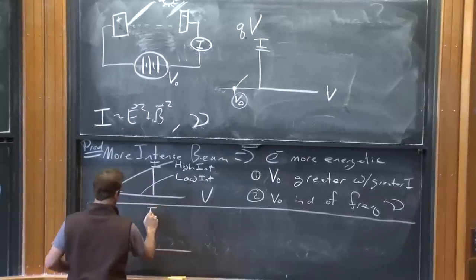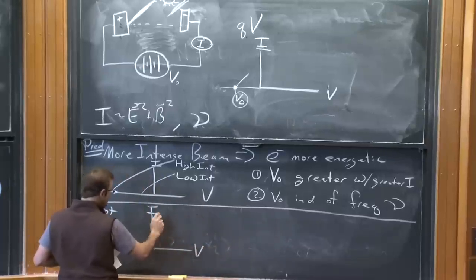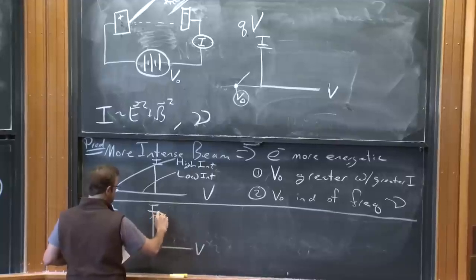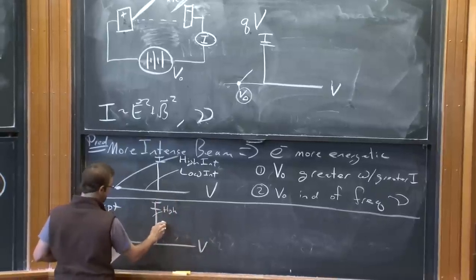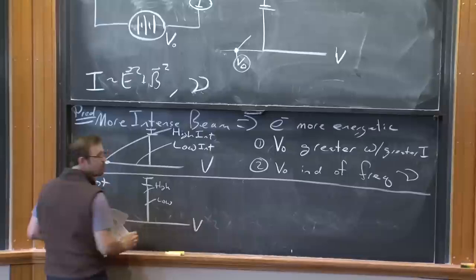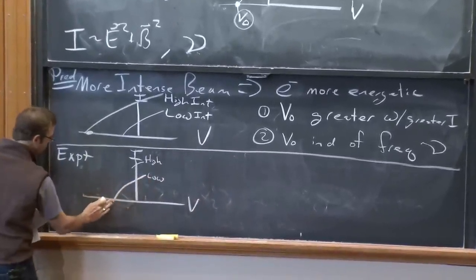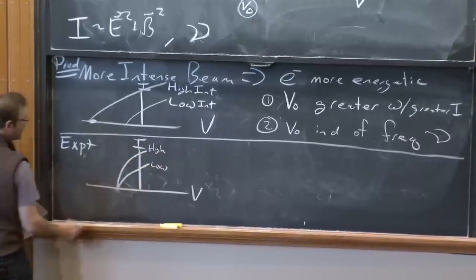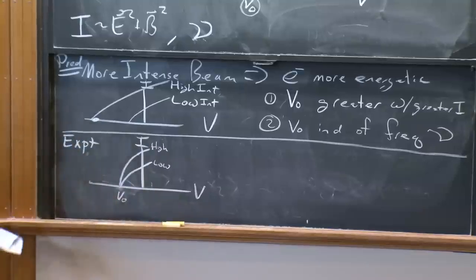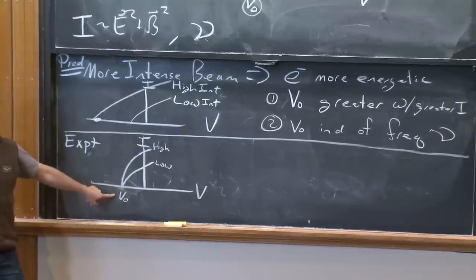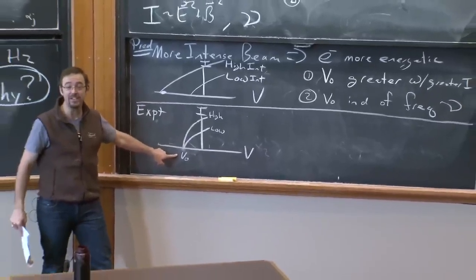So here's the intensity. Here's the potential. And if we look at intermediate potentials, it's true that the high intensity leads to a larger current, and the low intensity leads to a lower current. But here's the funny thing that happens. As you go down to the critical voltage, their critical voltages are the same, V0. What that tells you is that the kinetic energy of an electron kicked out of this piece of metal by the light is independent of how intense that beam is.